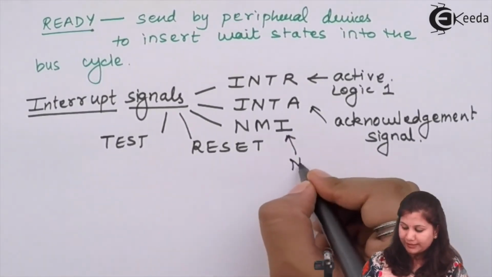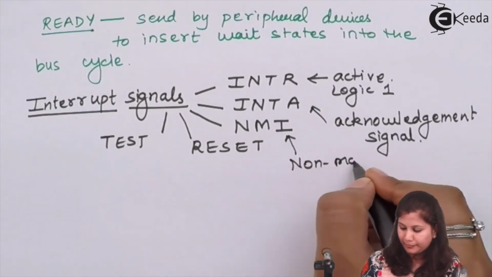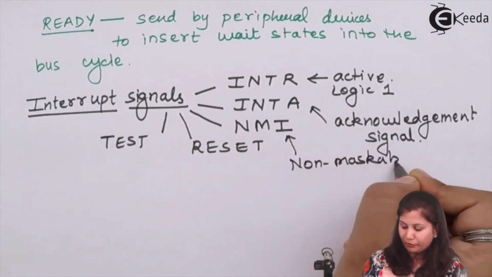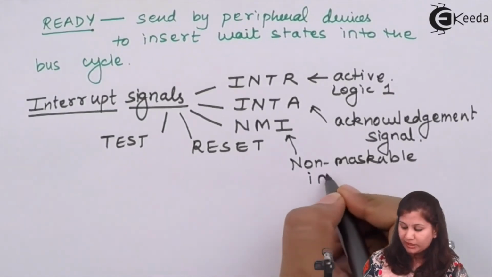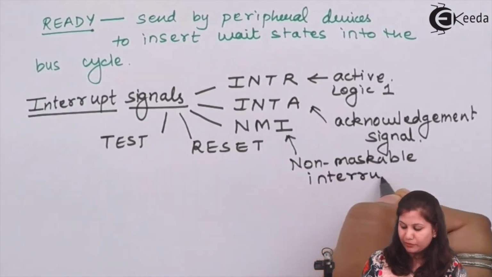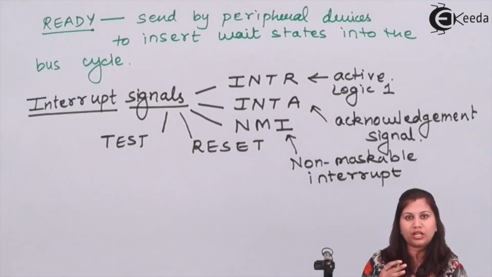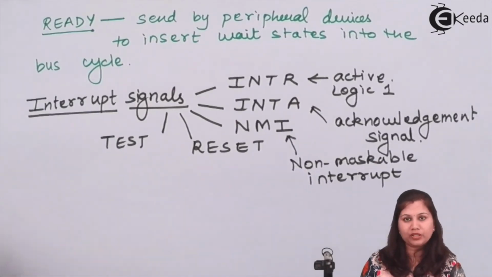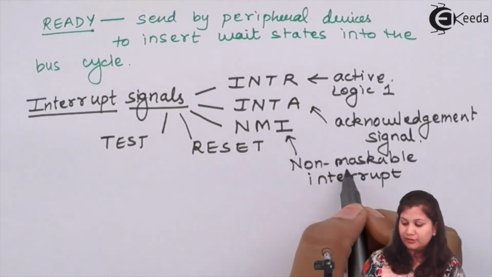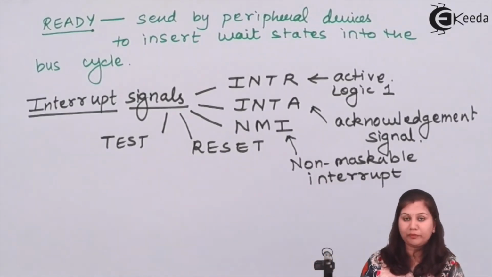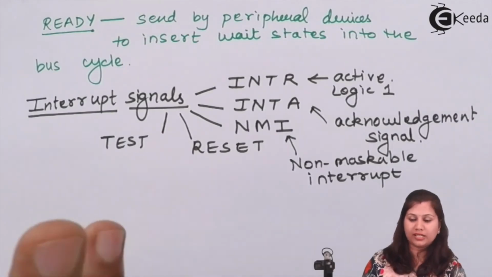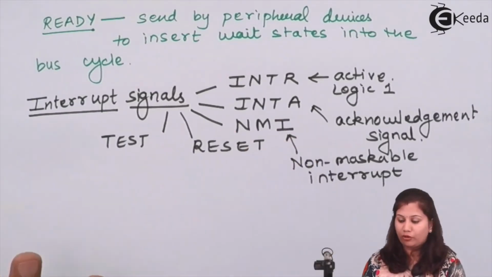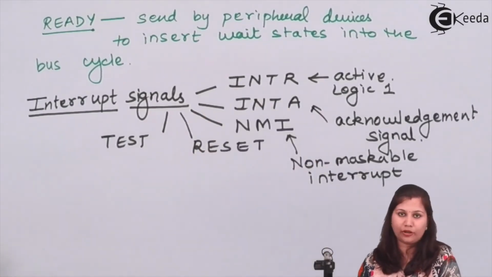NMI is the non-maskable interrupt. This is also a kind of interrupt of 8086. When this interrupt is given, then the microprocessor is going to execute the ISR, that is interrupt service routine, and because it is non-maskable, this cannot be avoided by the 8086. It has to first acknowledge and execute this interrupt.